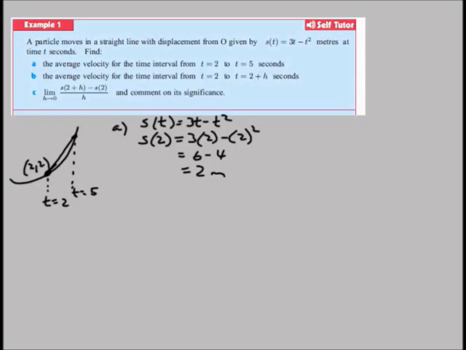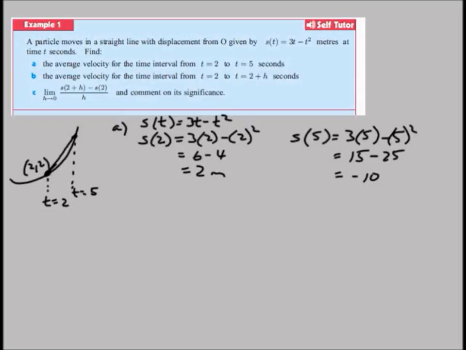And S(5) is 3 times 5 subtract 5 squared. So 15 minus 25, which is negative 10. Okay, so displacement, remember, can be negative. It means that we're on the left-hand side of the origin.